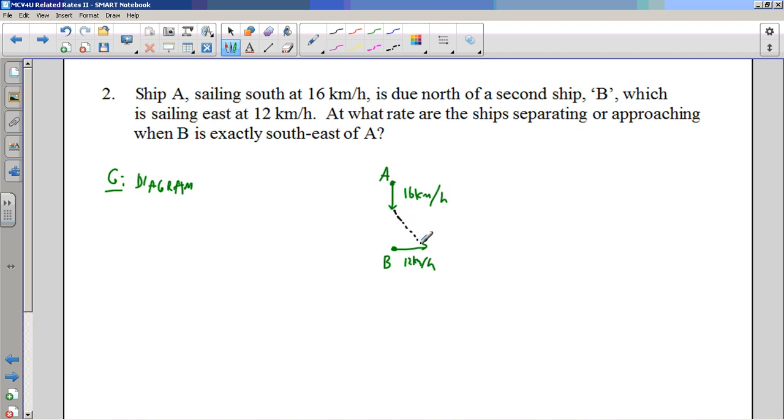There's a distance between the two ships, right? And last week or last couple classes, we were talking about the minimum distance there. But we want to actually calculate, I'm going to call that R for some reason. We want to calculate the rate, right? What's required here is dr dt when B is exactly southeast. When B is exactly southeast.